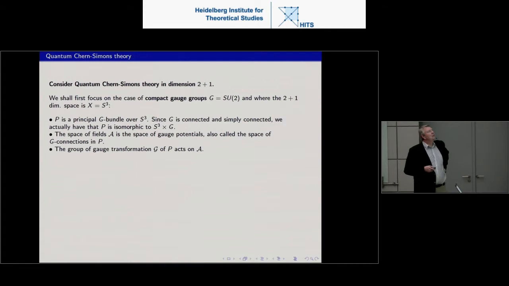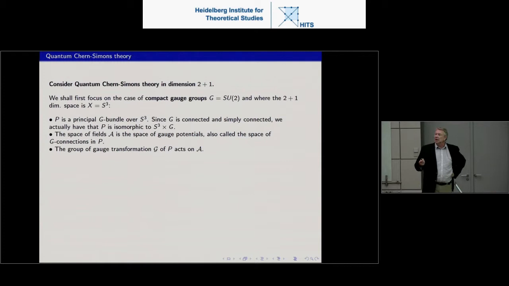So first I will consider the gauge group, SU2. These are special unitary 2x2 matrices. I will consider a principal G bundle over the three sphere. In fact, for this G, and for any connected and simply connected G, this P will simply be isomorphic to a trivial bundle. As the space of fields, I will consider what people call in physics gauge potentials, which also enter into the standard model. But now I only consider the gauge potentials, no Higgs fields, and the interaction I will consider is purely topological. These are also called in mathematics the space of connections on P.